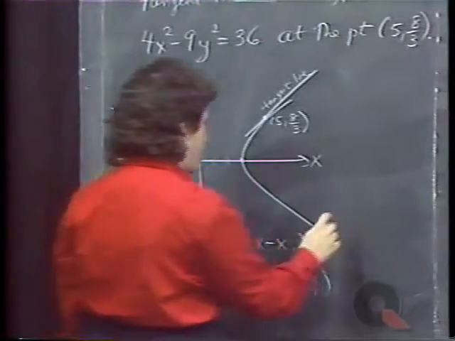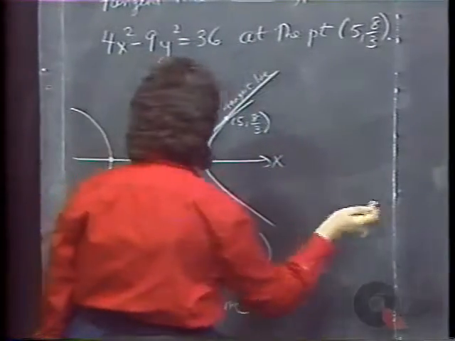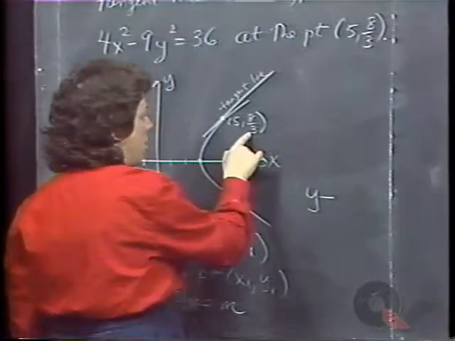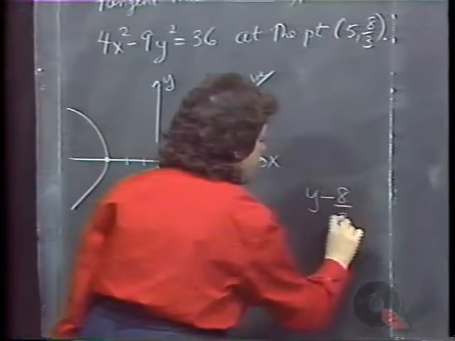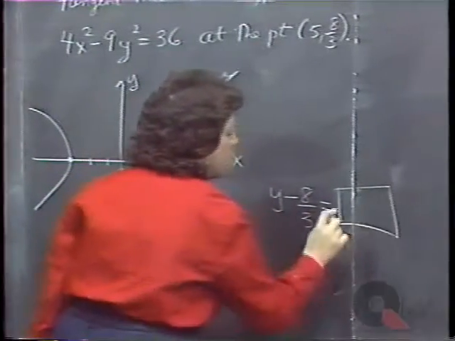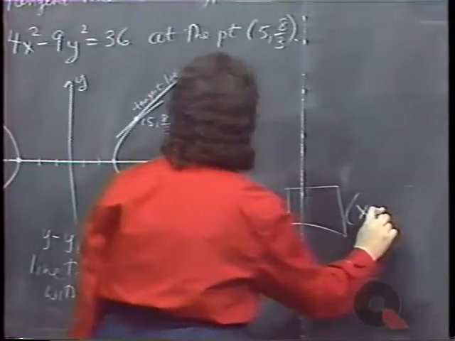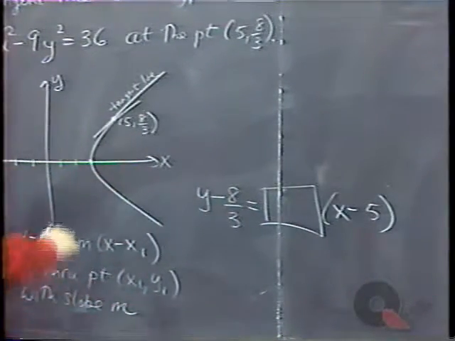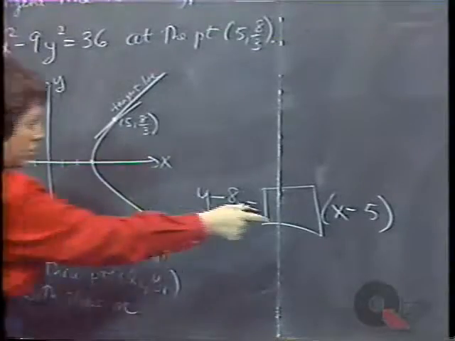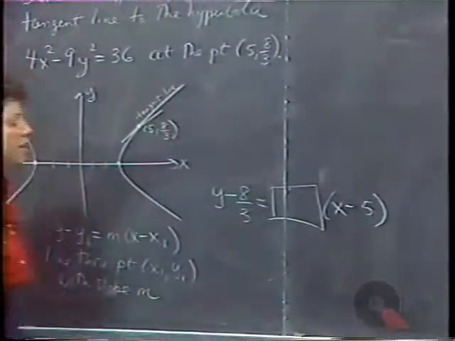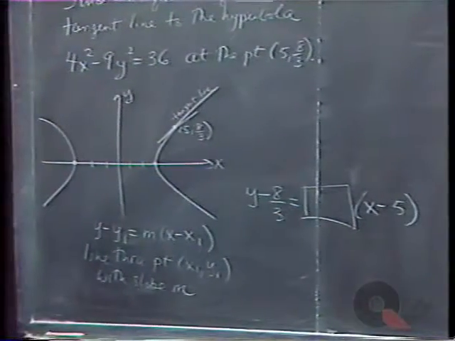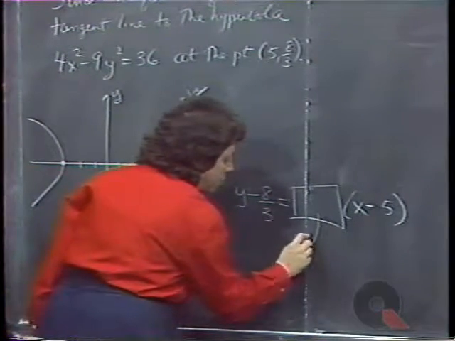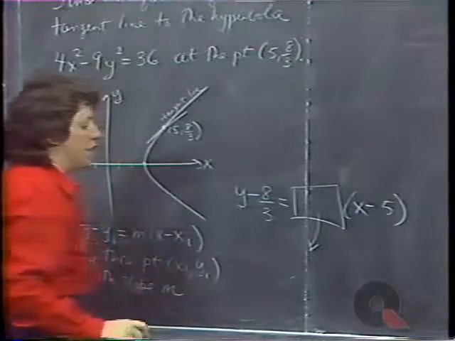So the answer to the problem, the equation of the line, will have the form y minus the y-coordinate of this point, 8/3, is the slope times x minus the x-coordinate of the point. Y minus the y-coordinate, 8/3, will be the slope of the tangent line times x minus the x-coordinate. Okay, now what goes in here? Here we have to put the slope of the tangent line.